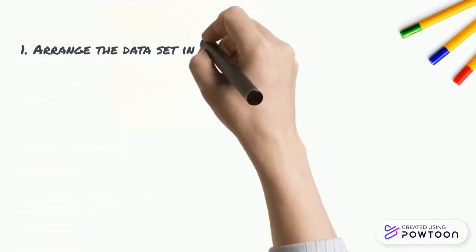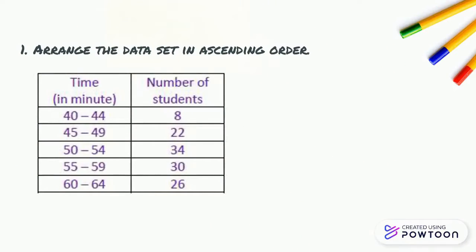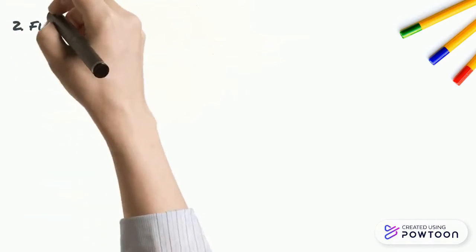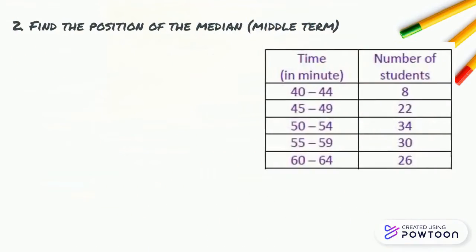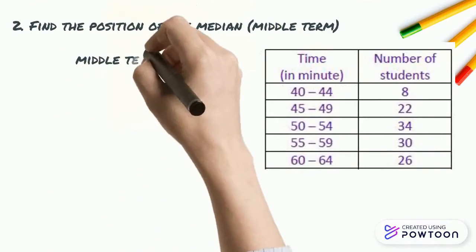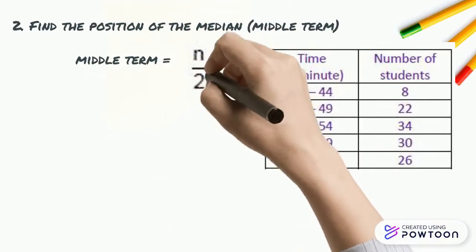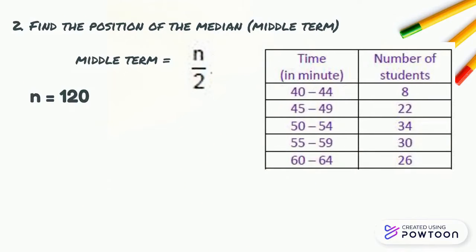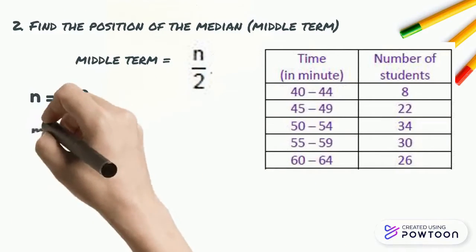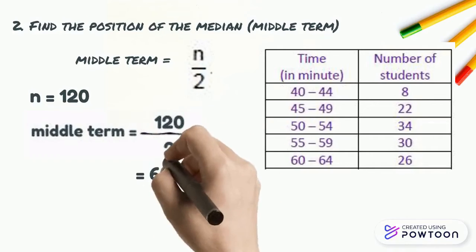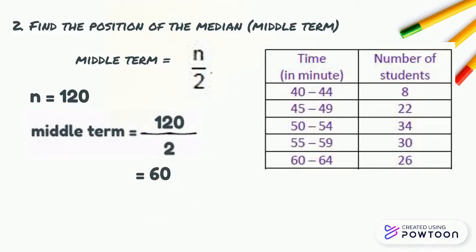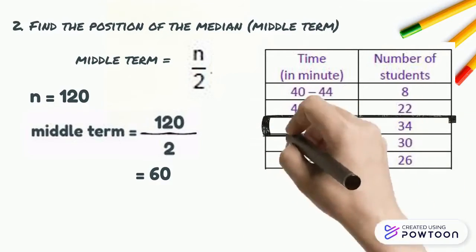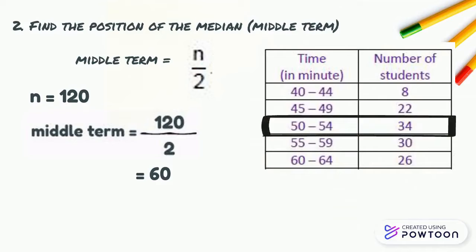In order to find the median, the first step is to arrange the data in order. Because this table is grouped data with intervals, we can skip this part. Step number 2 is to find the position of the median using the formula n over 2. N is the sample size, hence it is 120 students. When 120 is divided by 2, it equals 64. Since the median position is 64, the modal class of the interval is 50 to 54.